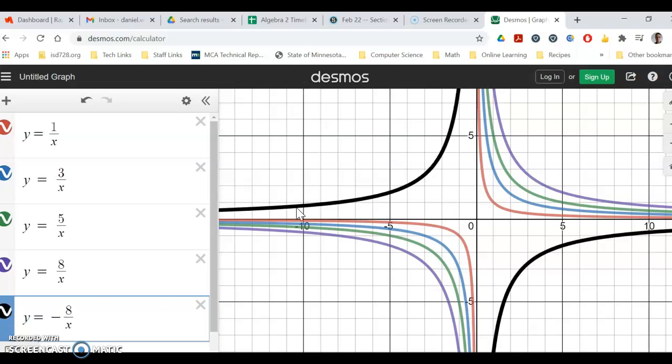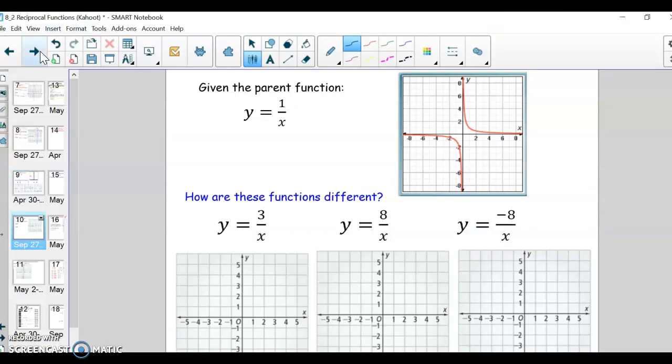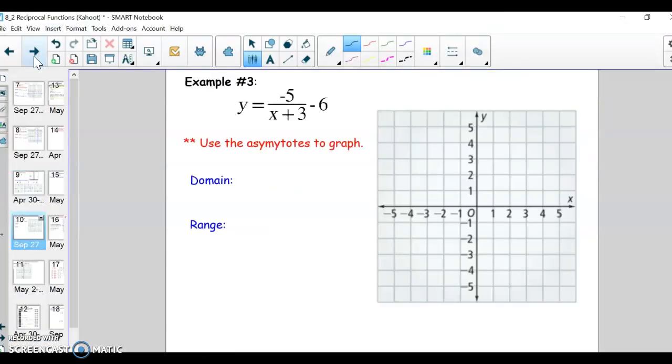So if I turn that one on, it flips it, right? It flips the purple one. So it's still stretched like the 8 is, but just now flipped over. Okay, so if it's negative, it's going to flip it to the other quadrants. Okay, so I'm going to have you try to graph one like that, and then also do domain and range.